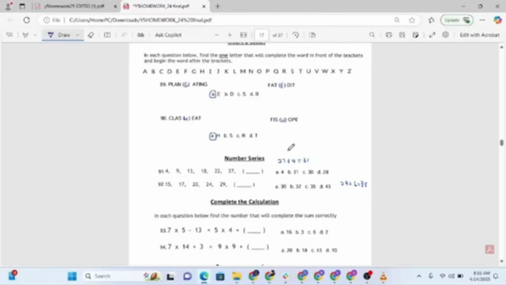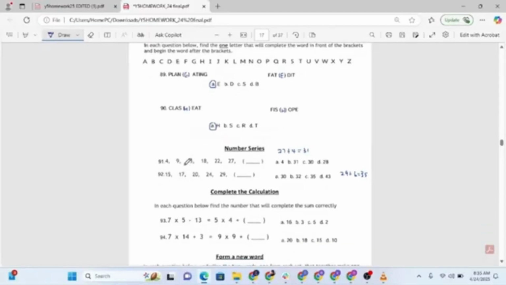Number series. Question 91. The number series is 4, 9, 13, 18, 22, 27, blank. The correct answer is option B, 31. Explanation. Look at the differences between each number. 4 to 9 is plus 5. 9 to 13 is plus 4. 13 to 18 is plus 5. 18 to 22 is plus 4. 22 to 27 is plus 5. The pattern is alternating between adding 5 and adding 4. Following the pattern, we now add 4. 27 plus 4 equals 31. So the next number in the sequence is 31.